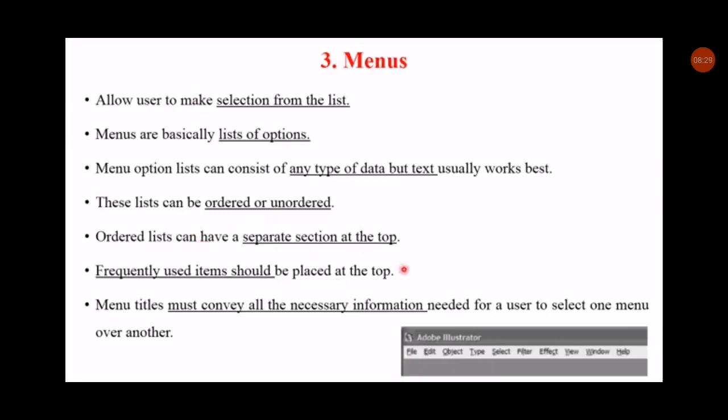You observe one thing, that menus are always placed at the top of the window or the top of the screen, right? And frequently used items should be placed at the top. Menu titles must convey all the necessary information needed for the user to select one menu over another. See here, the name or title of the menu is file. So what in file? It's new. Next, save file, save as file. So it saves all the necessary information regarding that particular file, right? Next.